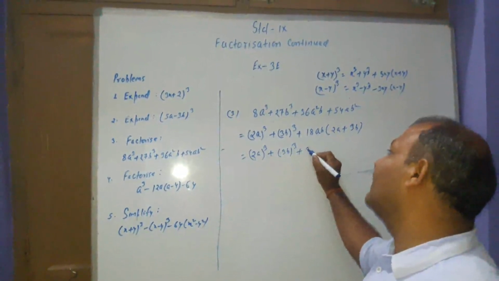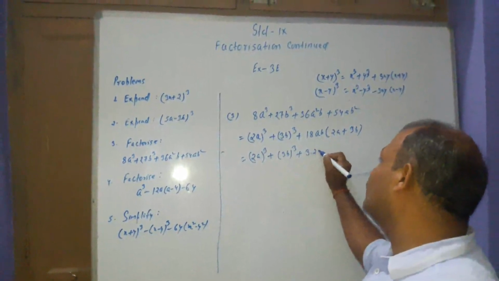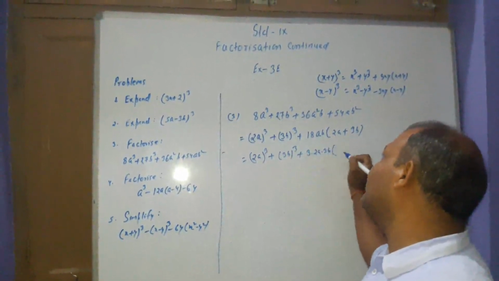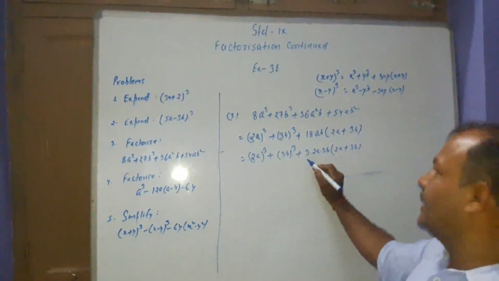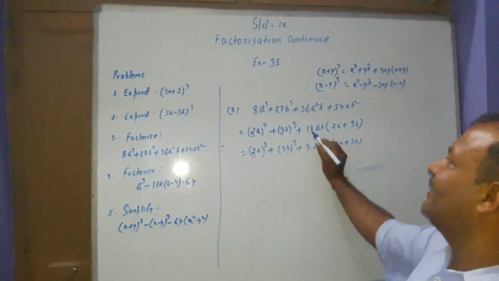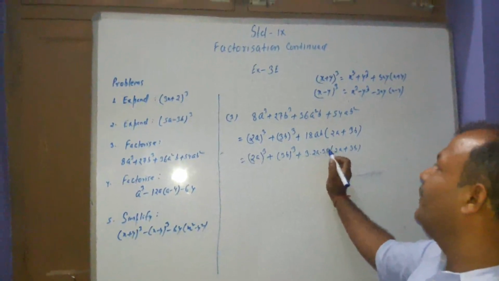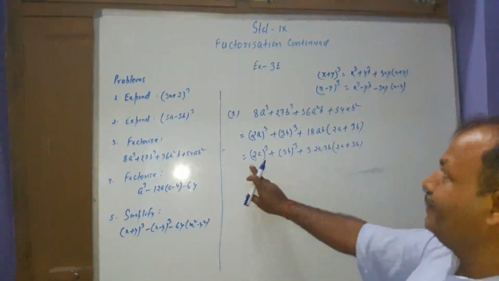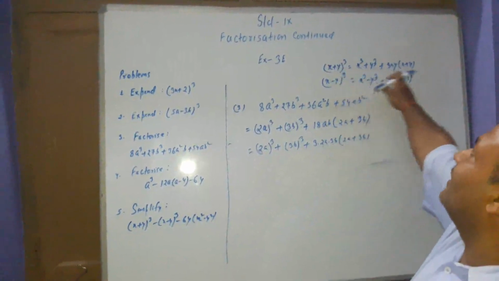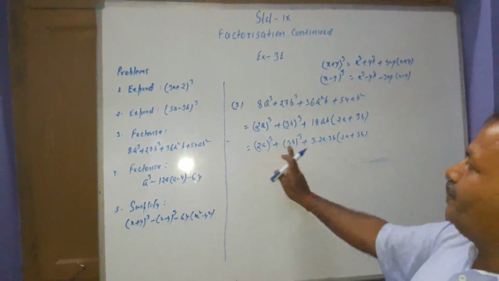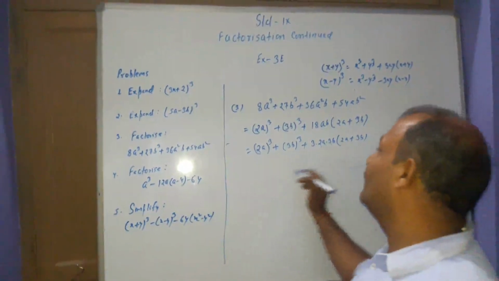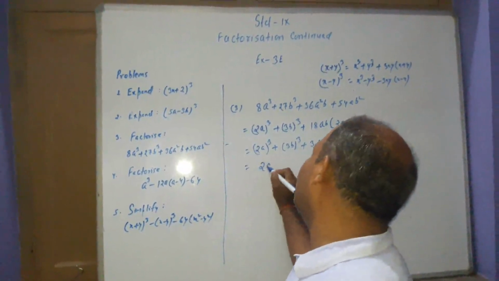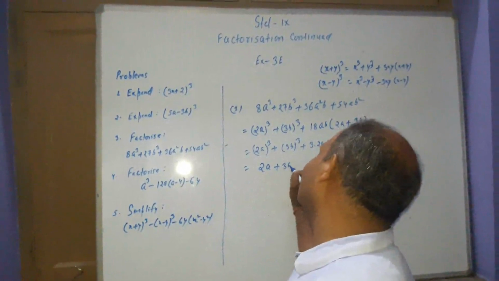Now it will be written as 3 into 2a into 3b into 2a plus 3b, 3 2s are 6, 3 6s are 18. Now it became in the form of this identity: a cube plus b cube plus 3ab into a plus b. And therefore, it will be written as cube of 2a plus 3b.